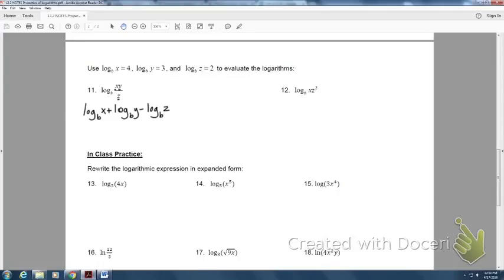And then after that, it tells you what those values are. Log base b of x is 4. Log base b of y is 3. Log base b of z is 2. So it's just 4 plus 3 minus 2. That is 7 minus 2. So your answer would be 5.